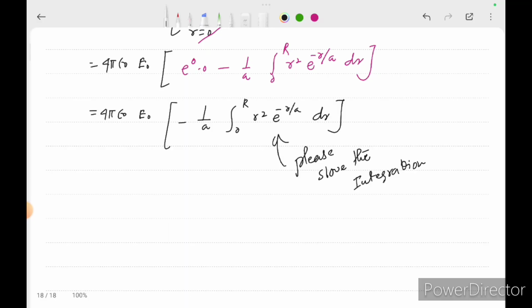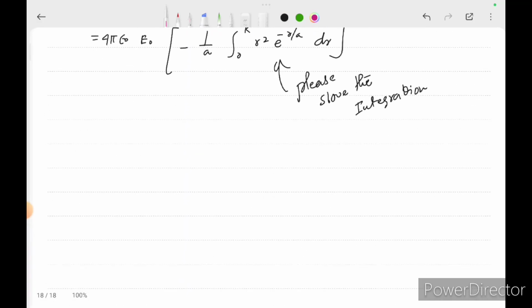Okay, please solve the integrations. Okay, understood what I say actually.